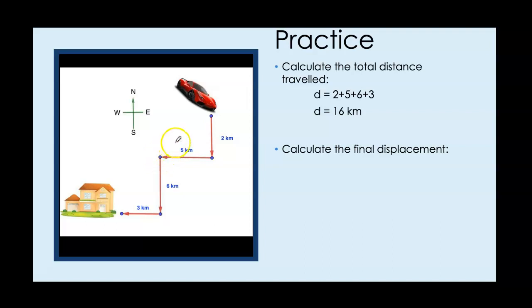Now, I could theoretically do 2 separate right triangles because I have right angles here.